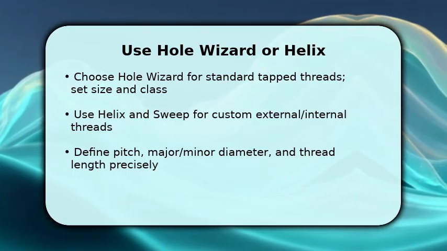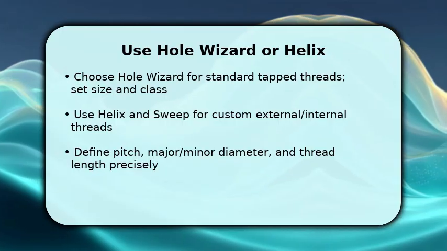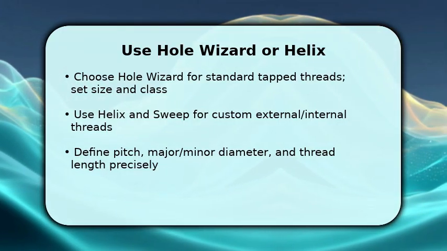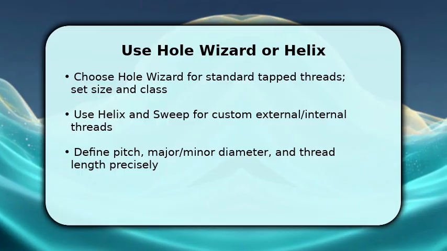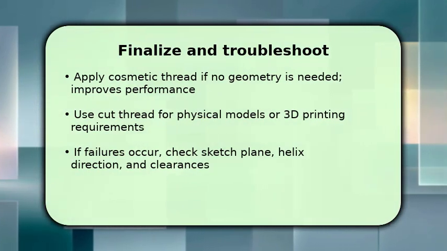You'll set pitch, major and minor diameters, and thread length intentionally. These parameters determine fit and strength. Once the sweep or Hole Wizard is defined, preview the cut or cosmetic thread to verify shape and clearances before finalizing the feature. Finish by deciding cosmetic versus modeled threads.